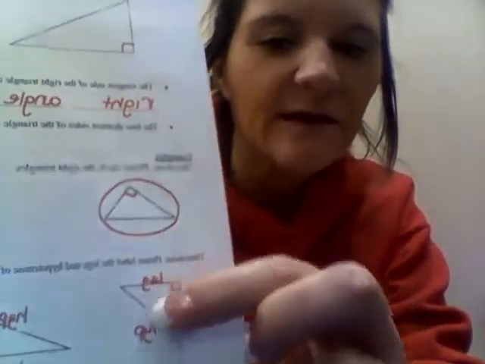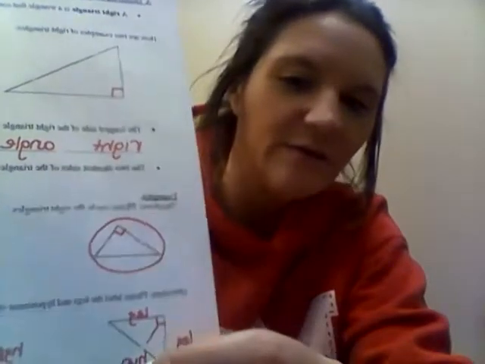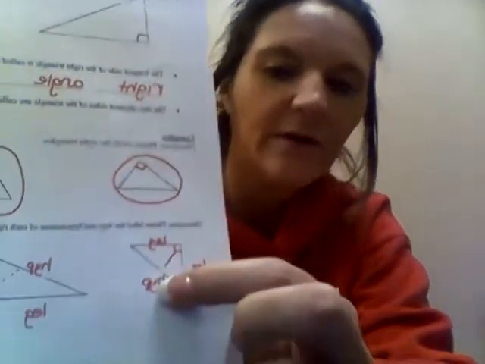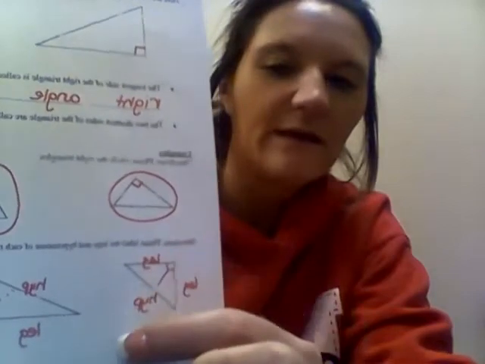The second part says, please label the legs and hypotenuse of each right triangle. So in this first example, I want you to write leg, write leg, and write hypotenuse. Remember, hypotenuse is the longest side. It's right across from the angle, so it's opposite of the right angle. So write leg, and then write hypotenuse. I want you to do the same thing for the second and third triangle with your partner. Work together with your partner and fill in leg and hypotenuse.